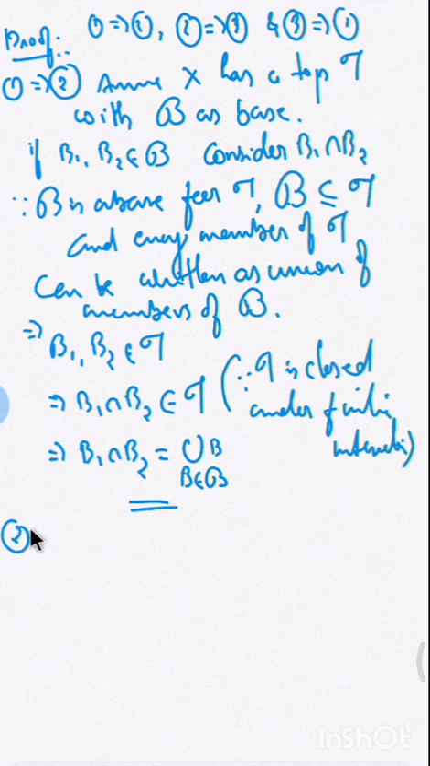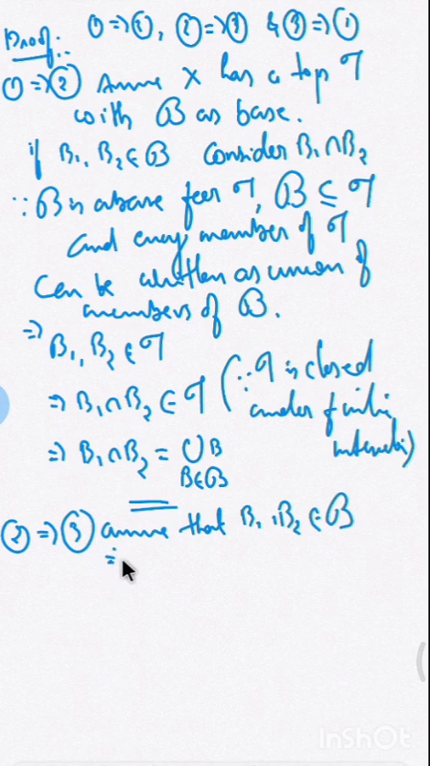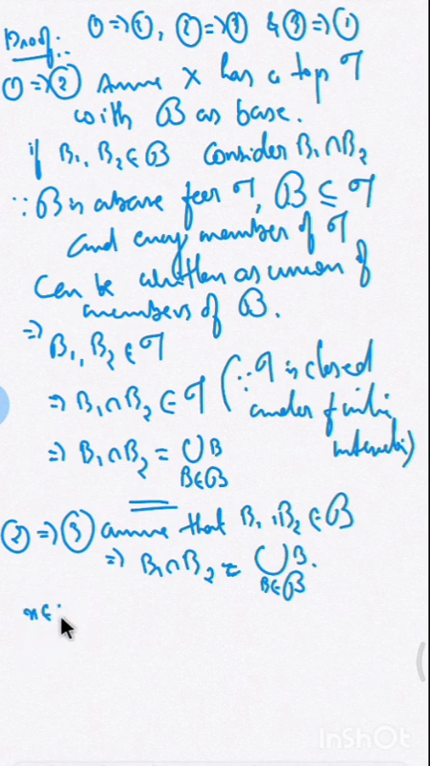Now we are going to prove 2 implies 3. What is 2 implies 3? Assume that B1, B2 in script B implies B1 intersection B2 can be written as a union of members B in script B. This is our assumption. What are you looking for? We are going to prove that if you take an element x in B1 intersection B2, then there exists some B3 such that B3 is contained in this intersection.